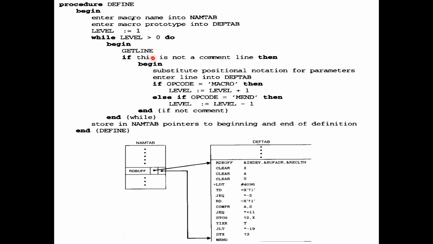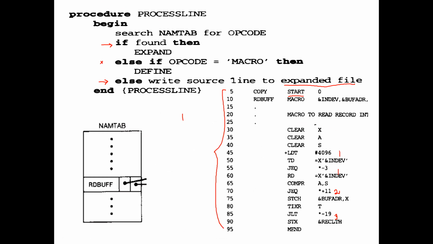So you remember, we only entered the name of the macro in name tab. You have to add the pointers as well. And that is what happens in define. So this is your define procedure. So where did we call define? Let us see. In process line only we called define. So when did we call define? When we encountered a macro definition statement.